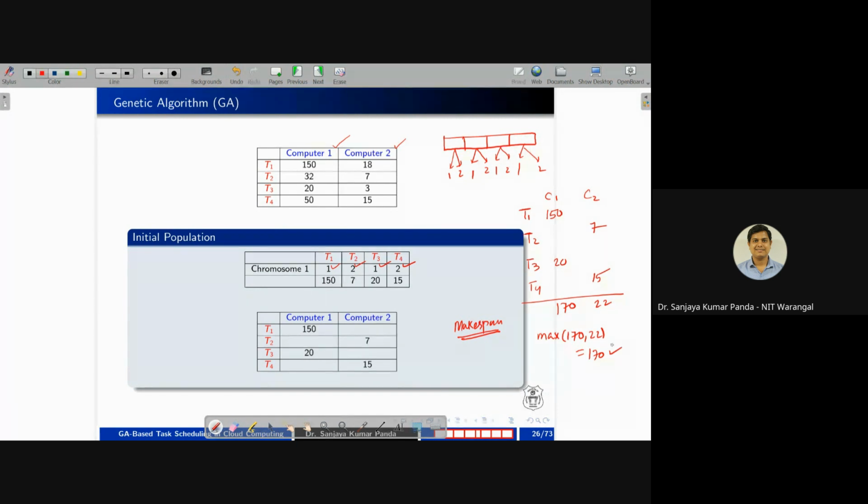Okay, so this is your fitness value kind of thing, you can say. But what is your objective? Your objective is to minimize this particular value. Okay, this solution you are getting 170. Another solution you may get the value below 100 also, right? If feasible. Okay, so obviously below 100 solution is better compared to 170. Okay, but that is a valid chromosome, right? 170 is also a valid chromosome.